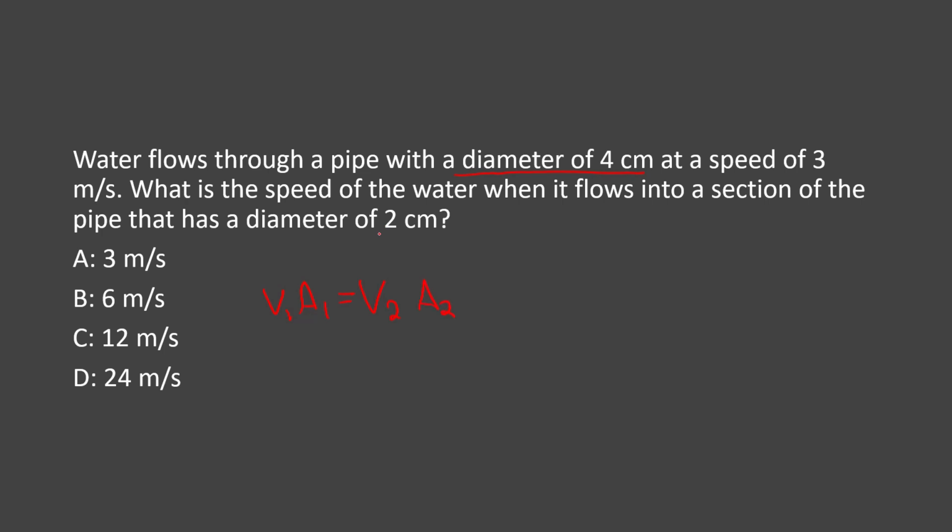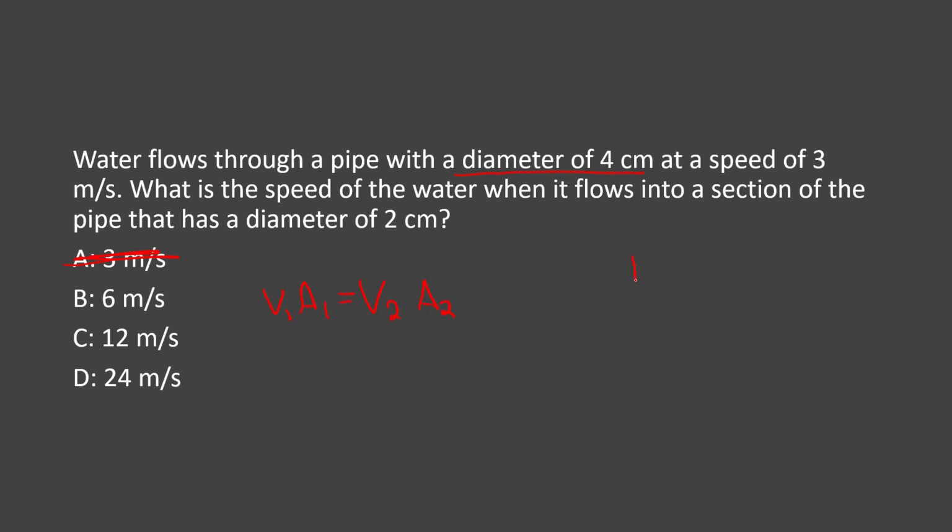And of course, the pipe is narrower. The pipe is smaller than it was before, so we're going to expect the velocity to increase. If you make the same amount of water flow through a narrower pipe, it's going to have to speed up. So it's not going to be 3. And interestingly enough, it's also not going to be 6. The speed is not just going to double because we're dealing with a diameter here.